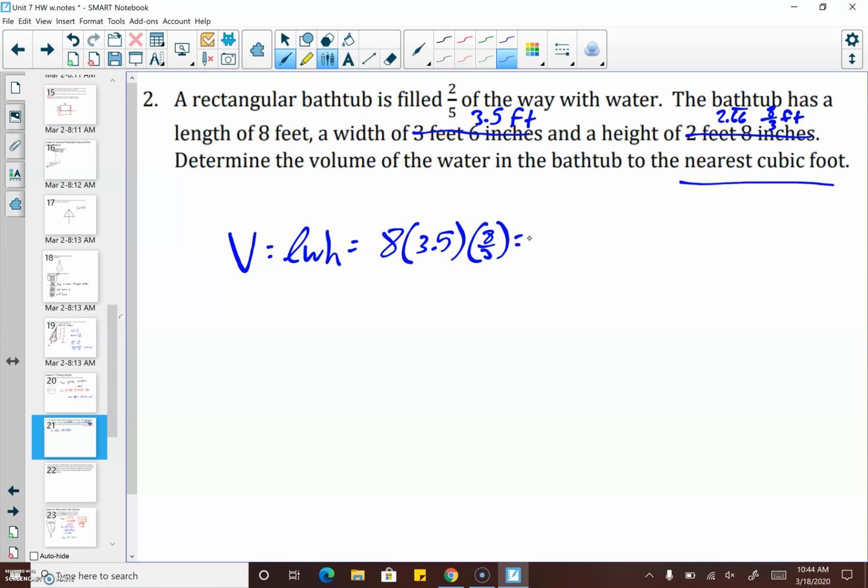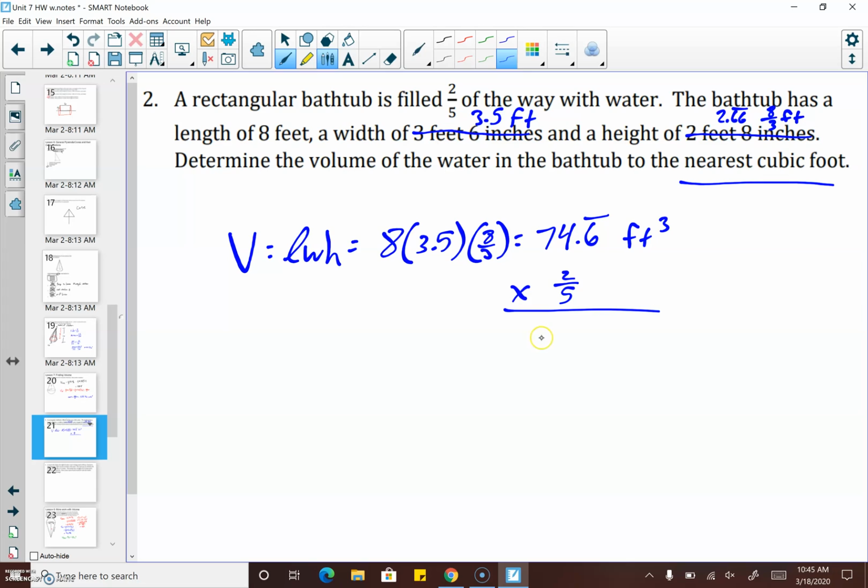So we're 8 times 3.5 times 8/3. And when we do that in our calculator, we get 74.6 repeating cubic feet of water. Now, in this case, you can afford to just multiply it by 2/5, because in a rectangular bathtub or a rectangular prism, the volume is the same throughout. So you don't have to worry about creating a proportion and scaling it the way we do with some of our cones. We can just multiply this by 2/5 right away.